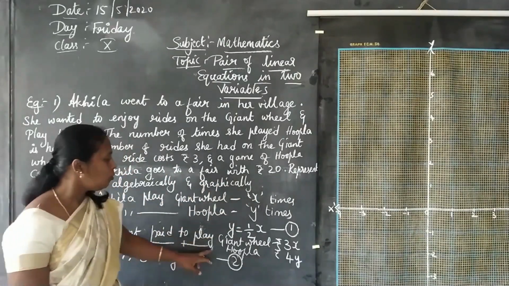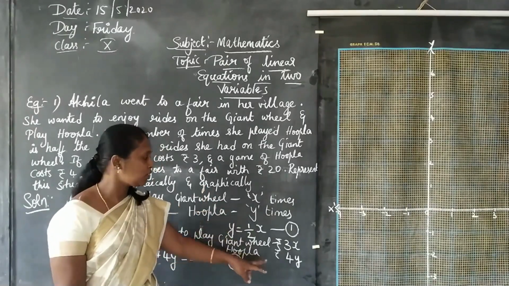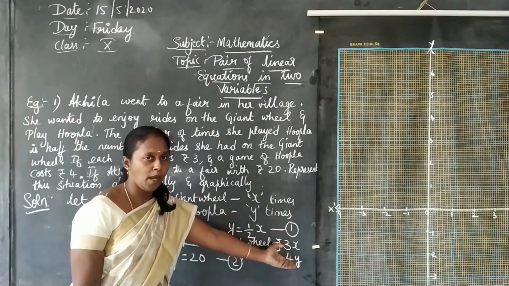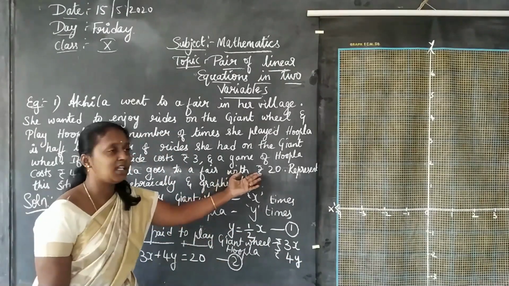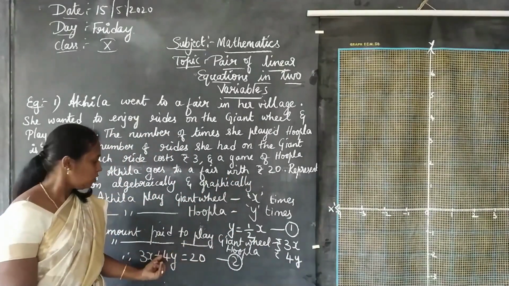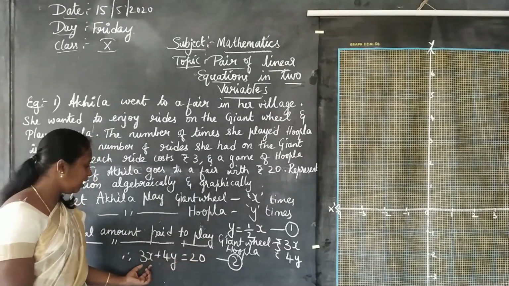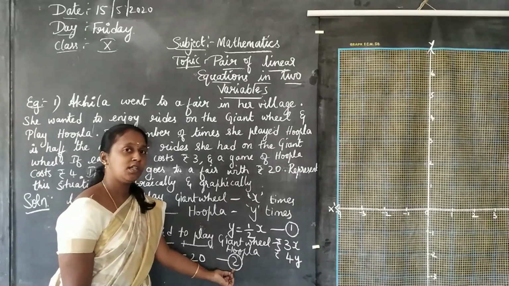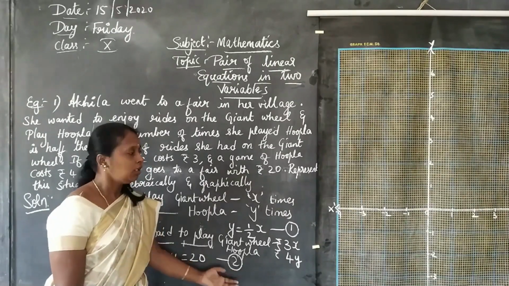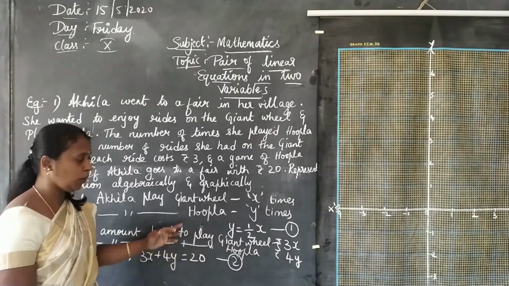In the same way, Hoopla for one play is 4 rupees. How many times? y times. That will be 4 into y. But the total amount she has taken is rupees 20 with her. So she should complete that rupees 20. 3x plus 4y is equal to 20. So this will be equation number 2. Clear? So I should solve both the equations.